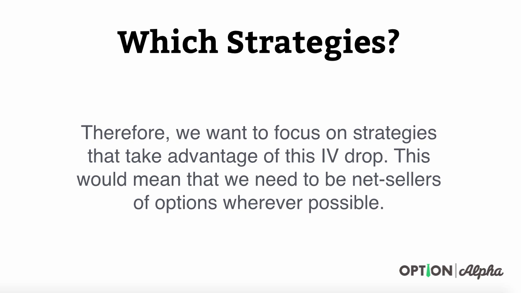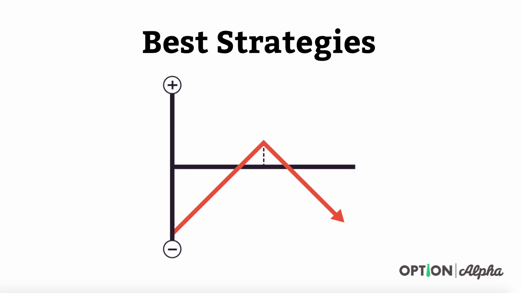So therefore, we want to focus on strategies that take advantage of this drop in implied volatility. And this is where people get it wrong with earnings trades: they don't focus on taking advantage purely of that IV drop. This means that we would need to be net sellers of options wherever possible. So here are some of the best strategies, kind of in order of how we like to trade them.